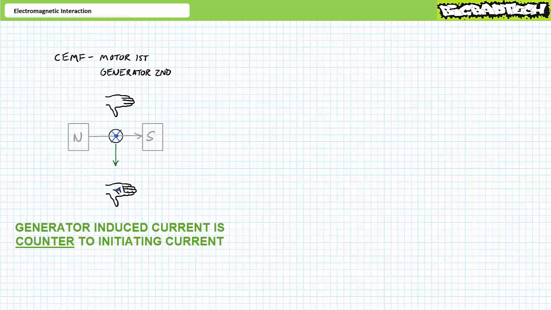This is CEMF. The secondary generator action produced as a consequence of motor action opposes the initiating effect, in this case current. Now get your hands off the screen.